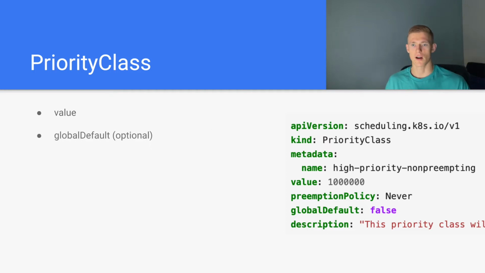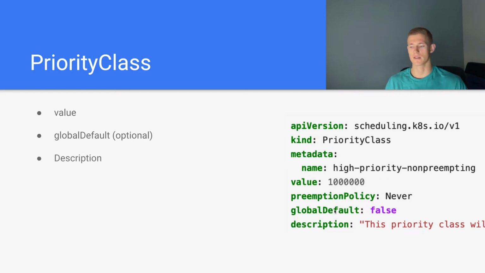Global default, this is an optional field that by default is set to false, but if you set it to true, essentially what it'll do is it will set all of the pods in the cluster to have the priority that we have defined in this particular priority class. We can only set one priority class to be the global default at any one time. And by default, pods actually have a priority of 0, so we can override that if we want to. We just need to set this field to true.